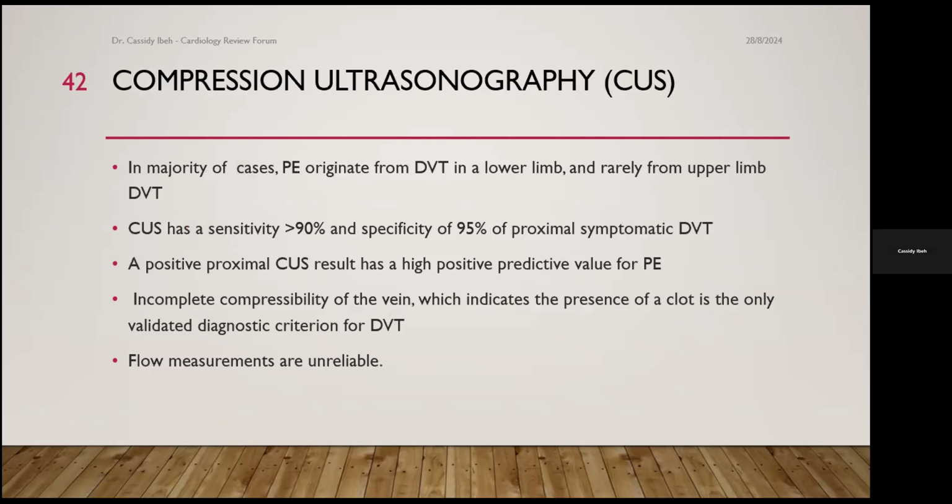Now, you can also use compression ultrasonography, because PE most times may originate from DVT in the lower limbs, and rarely in the upper limb. Compression ultrasonography has a sensitivity of more than 90%, basically 95%, for proximal symptomatic DVT. A positive proximal CUS result has a high positive predictive value for PE. Incomplete compressibility of the vein indicates the presence of a clot. This is the only validated diagnostic criterion for DVT.